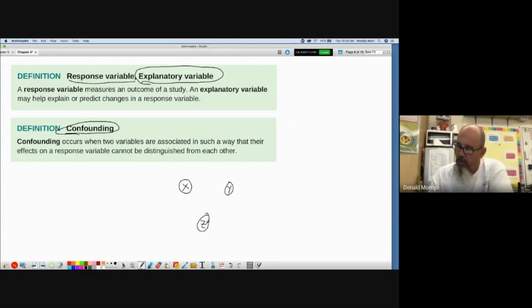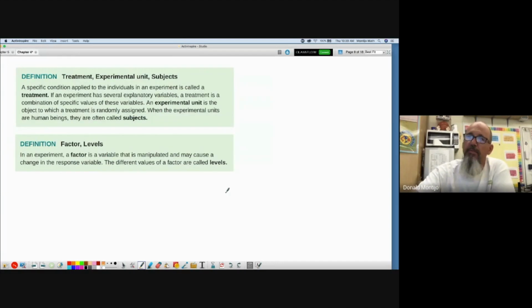So sometimes X causes changes in Y. Sometimes Z also causes changes in Y. So if the explanatory variable X and the extra lurking variable Z are both causing changes in the response variable Y, then we would say we are confounded. We're not sure: is X causing the changes in Y? Is Z causing the changes in Y? Are they both causing the changes in Y? So confounding is another problem when we're trying to conduct experiments.